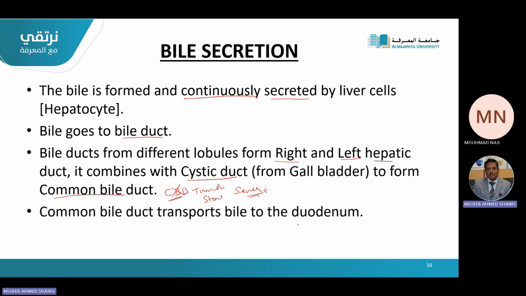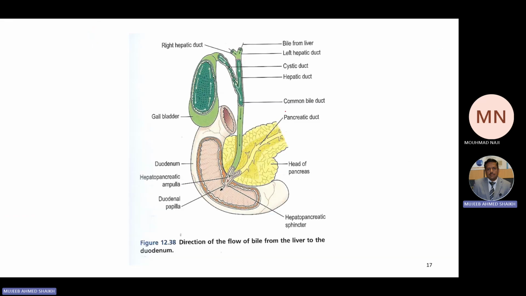Then it will open into the duodenum. This common bile duct will open into the duodenum along with the pancreatic duct. Here is the picture. So this is the right and this is the left hepatic duct. Then this is the common hepatic duct. Then the cystic duct is this one. This is coming from the gallbladder.